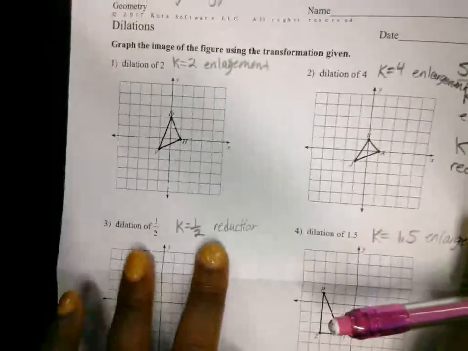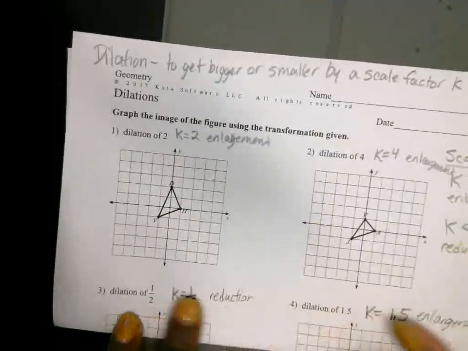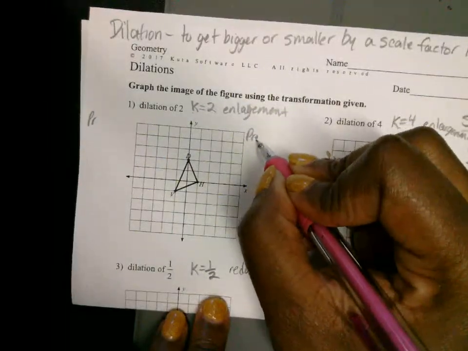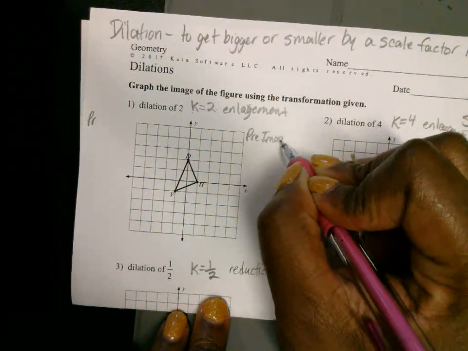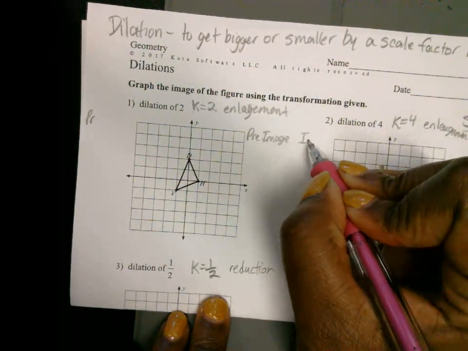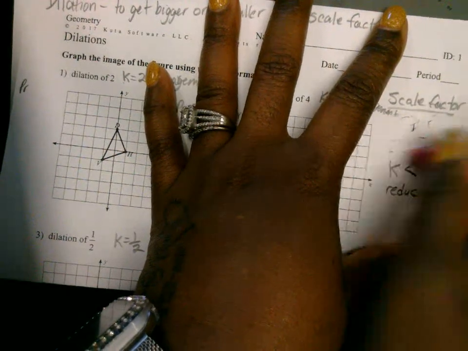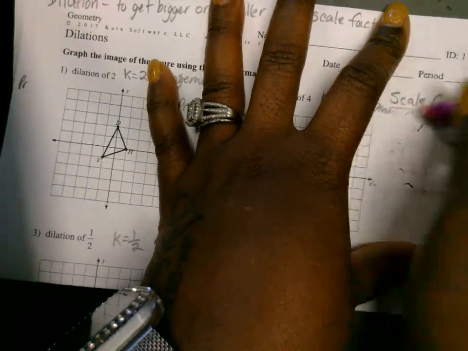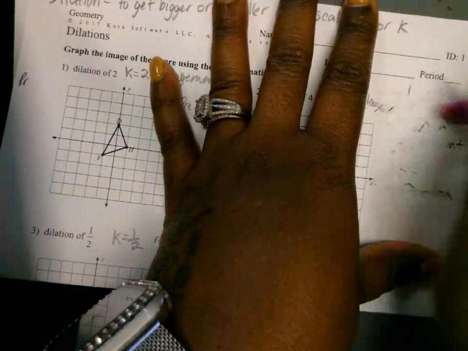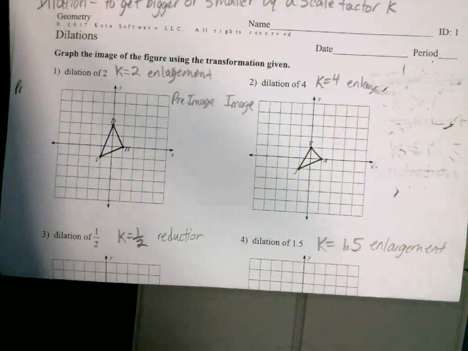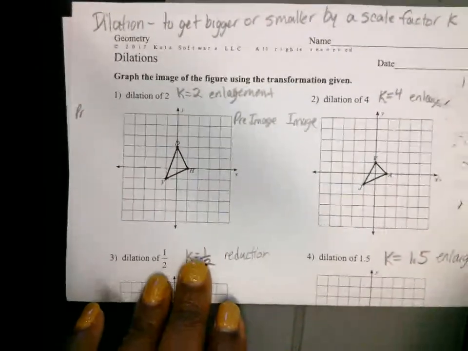Okay. All right, so now let's do the first one and the second one. First thing that we do is write all of the points for our pre-image. And then we're going to do our image. I need some space, so I'm going to erase this. All right, so here we go.